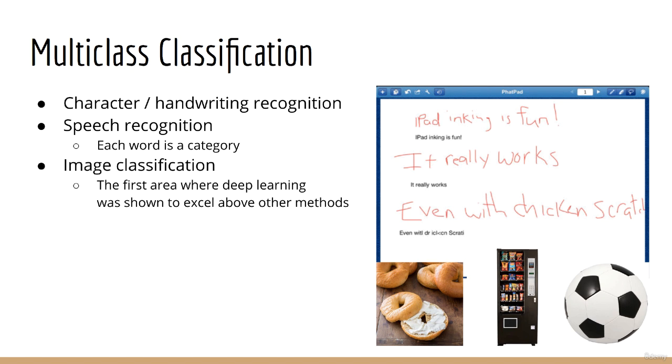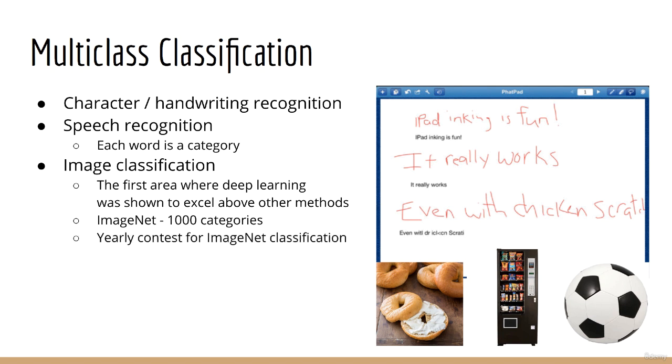You may have heard of a famous dataset called the ImageNet dataset, which is made up of millions of images and 1,000 categories, such as bagel, vending machine, and soccer ball. Every year, there is a contest to see who can build the best ImageNet classifier, and of course, these are all deep learning models.